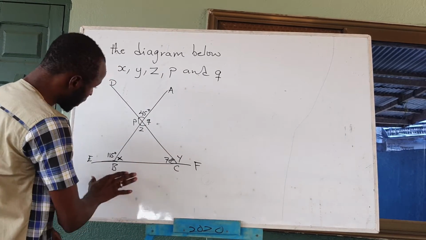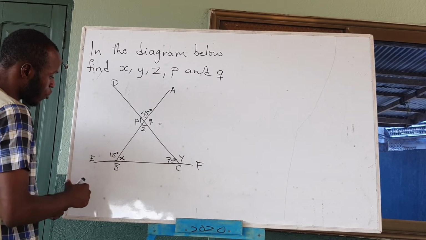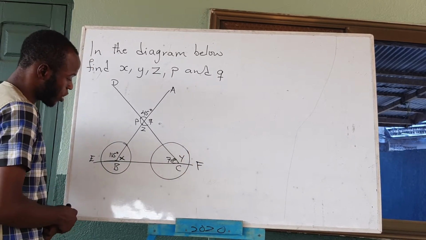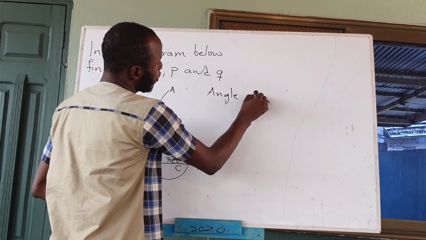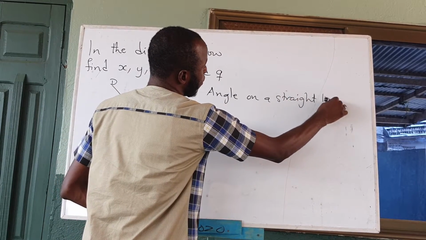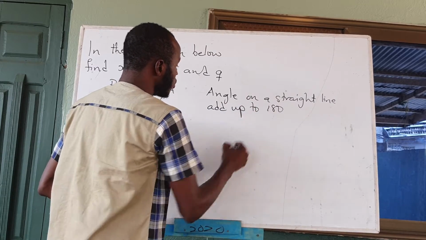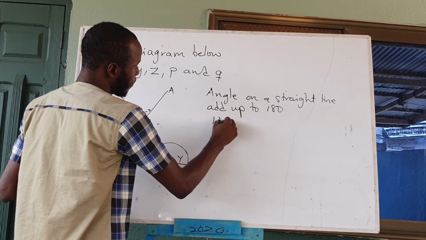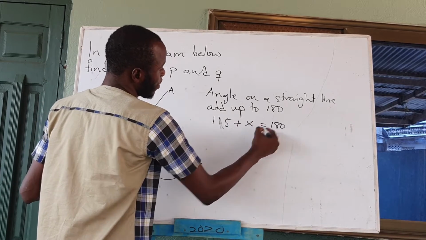Quickly, we will start from the bottom here first. At the bottom, we have angle on a straight line forming at this joint, and then we also have angle on a straight line forming at this joint. So we know that angles on a straight line add up to 180 degrees. So we have 115 plus the angle x, which will be equal to 180 degrees.